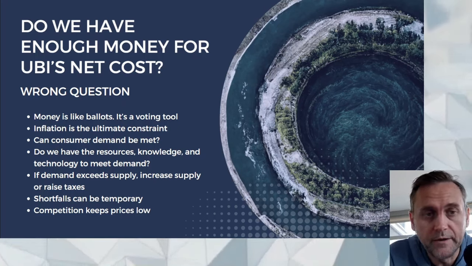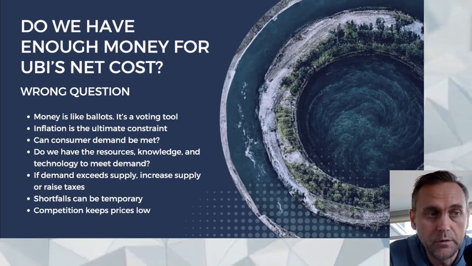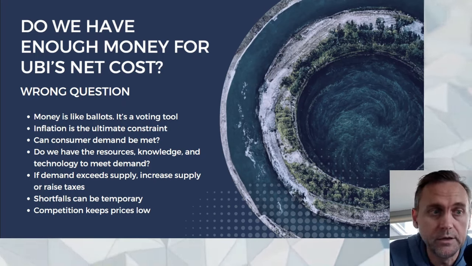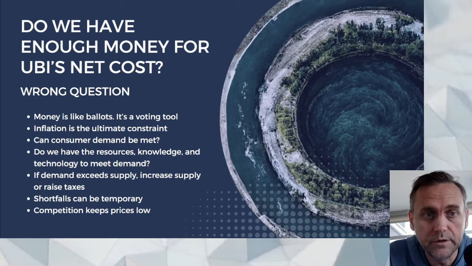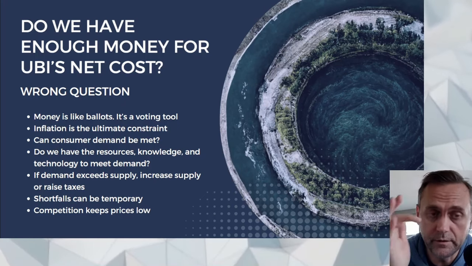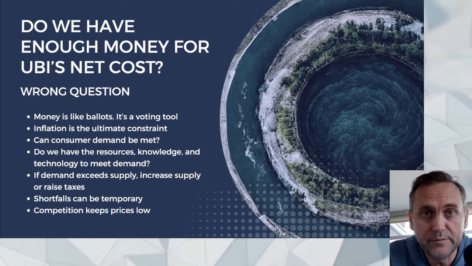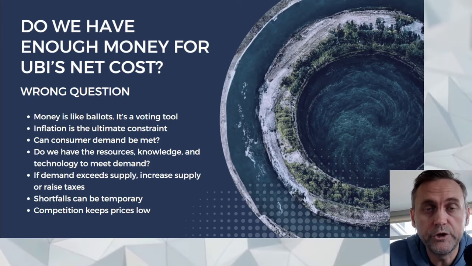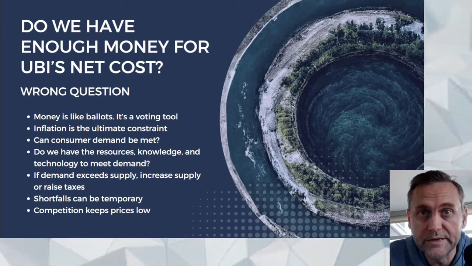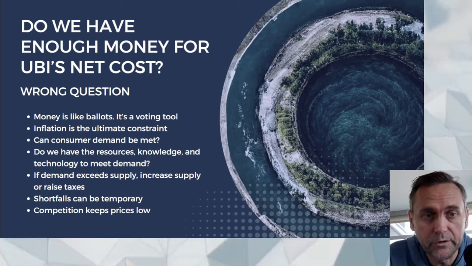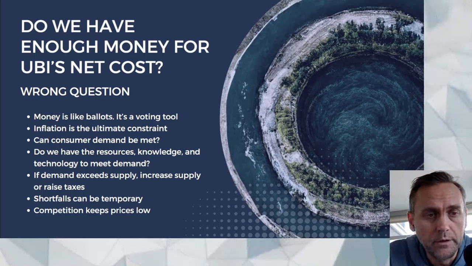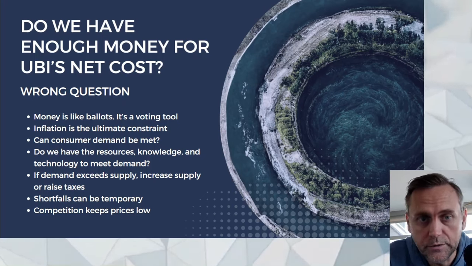The question is, can consumer demand be met when it comes to the basic needs of life, like food and shelter and clothing, electricity? There's plenty of that in the U.S. And if there wasn't enough ability to meet that supply, then clearly we're not doing something right, and we should make sure that there is enough. And the best way to do that is to make sure there's sufficient demand expressed for those basics. Basic income will make sure that there are sufficient basic goods and services for all. And yeah, do we have the resources, knowledge, and technology to meet the demand?